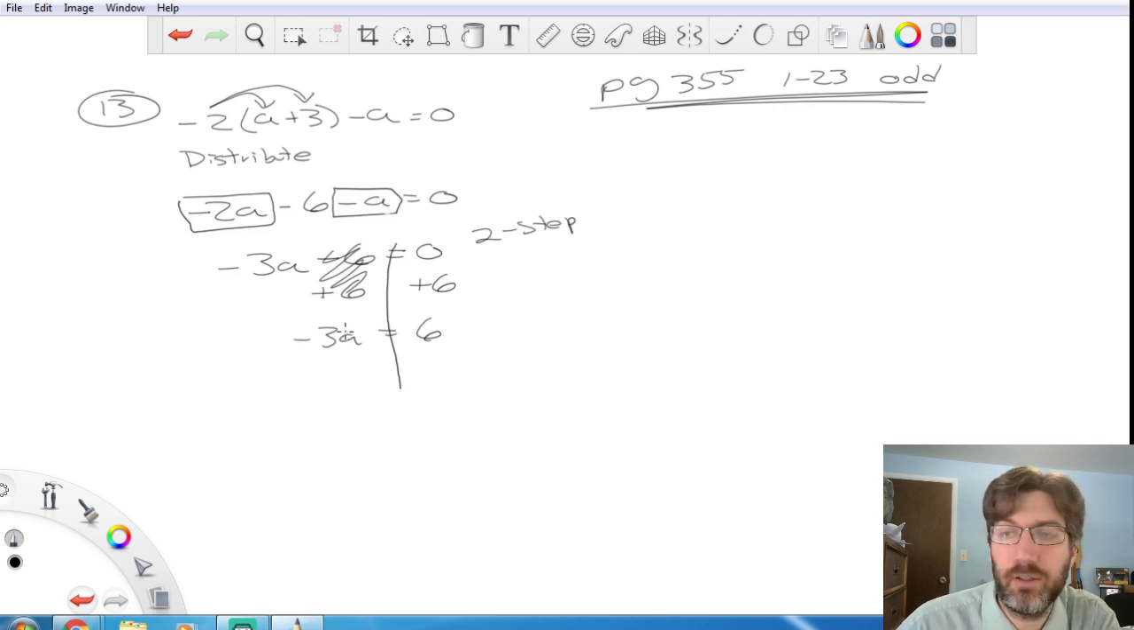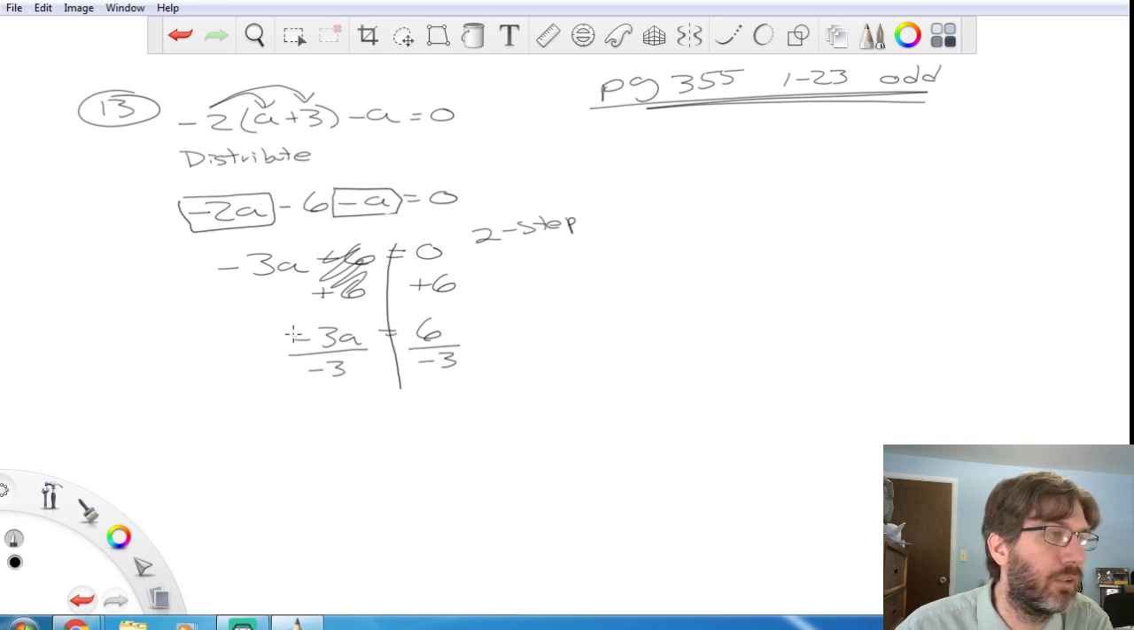Still working on getting a by itself. So you're going to divide this by negative 3, divide this by negative 3. Negative 3's will cancel into a 1. A equals 6 divided by negative 3. Now the 6 is positive and the 3 is negative, so your answer is going to be negative. And 6 divided by 3 gives you 2.